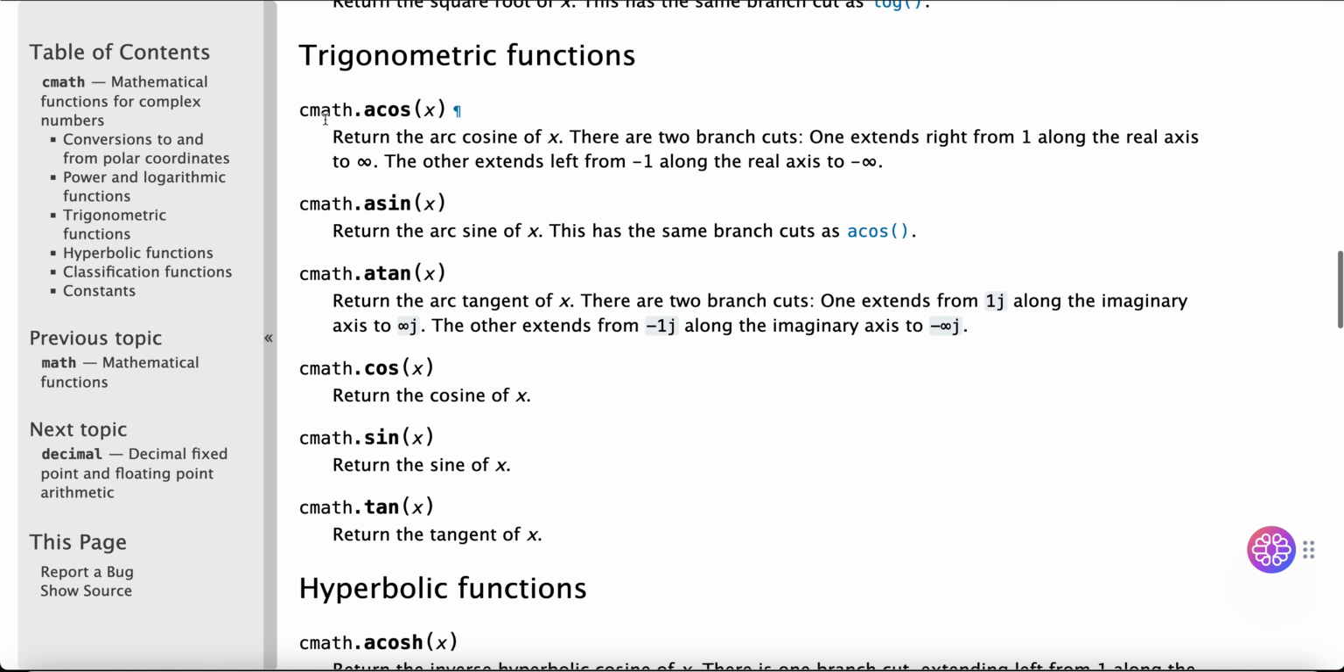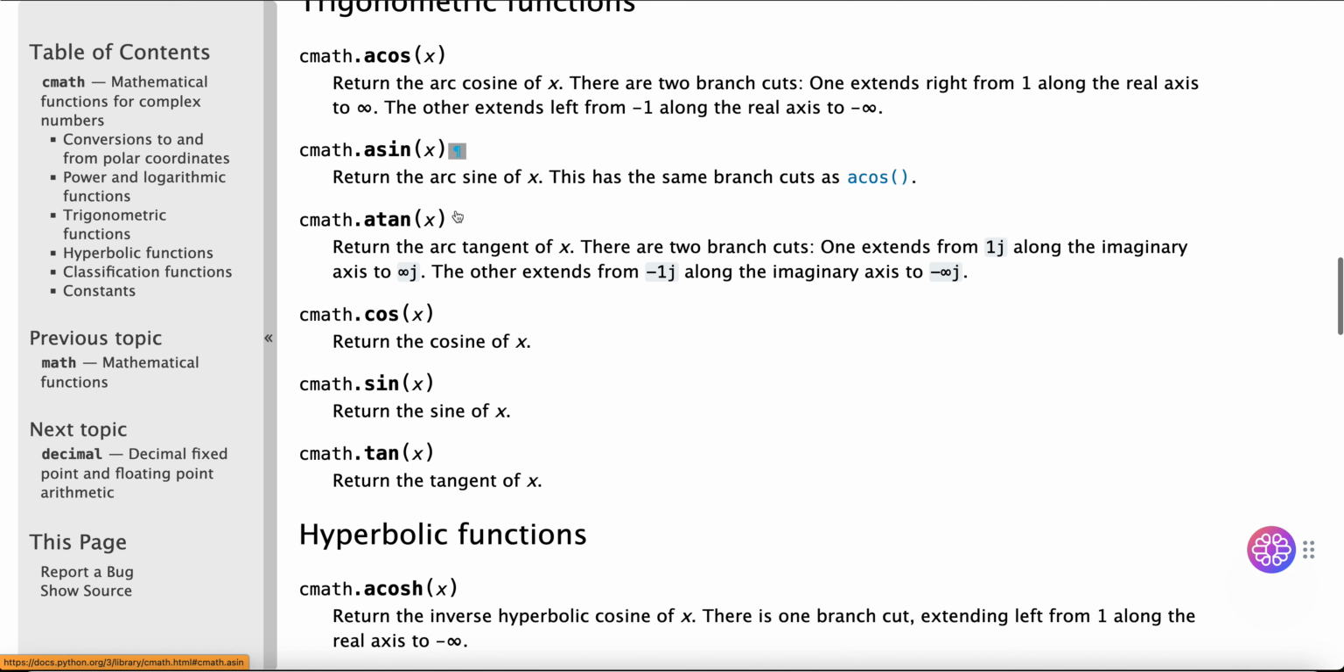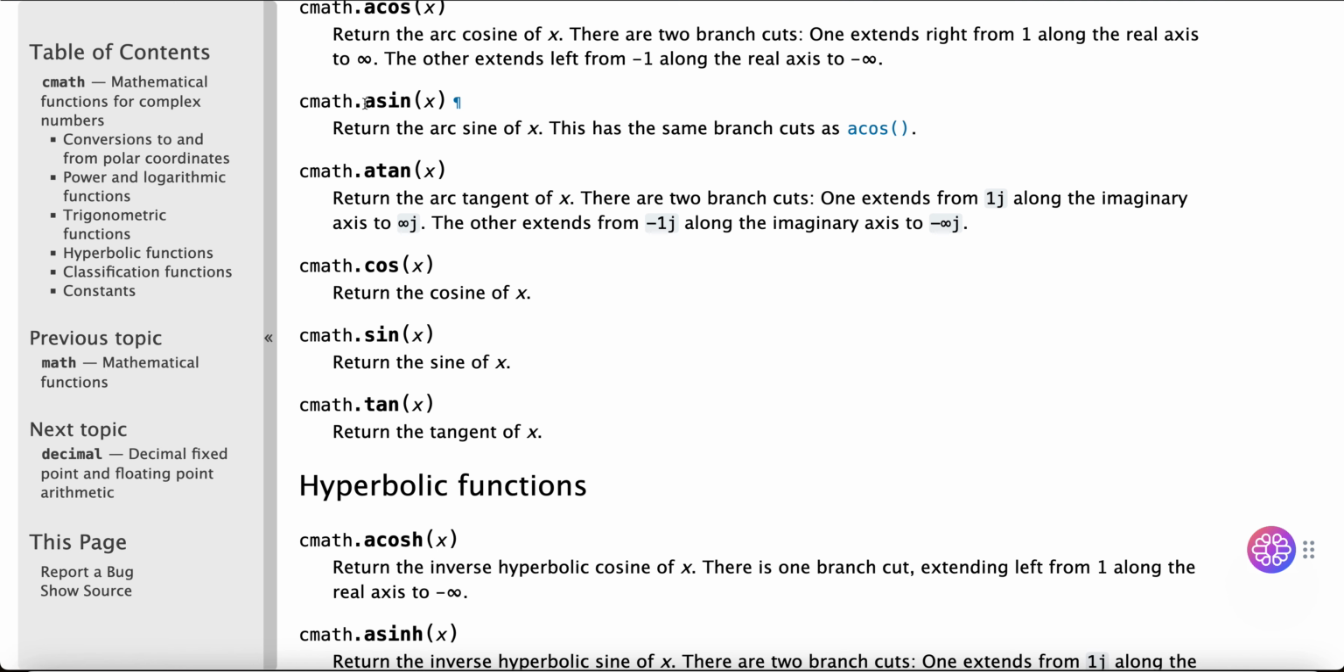Trigonometric functions. cmath.acos(x) returns the arc cosine of x. There are two branch cuts. One extends right from 1 along the real axis to infinity. The other extends left from -1 along the real axis to minus infinity. cmath.asin(x) returns the arc sine of x. This has the same branch cuts as acos.